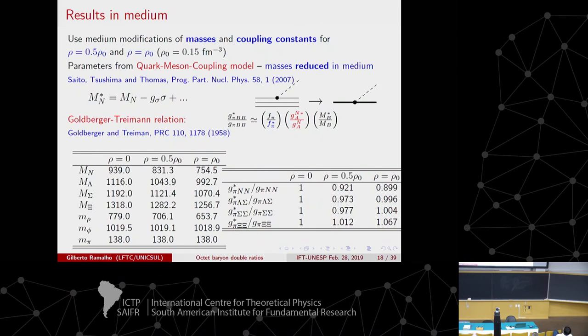So in the results in medium, we have to know the masses and coupling constants for the different densities that we are considering. We calculate these masses and coupling constants based on the quark meson coupling model. There is a formula to calculate the masses in medium. The results for the masses are here. Using the Goldberger-Treiman relation, we can also calculate the modifications in the coupling constants.